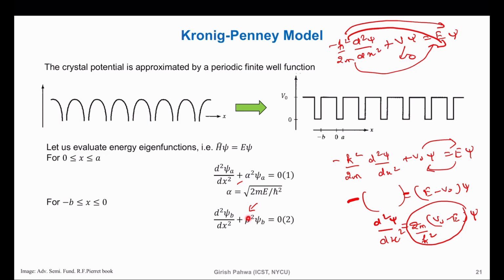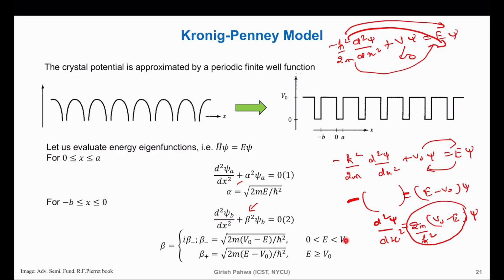So in general I can write beta square, but beta square can have two values here. What are those two values? Beta can be equal to iota beta minus, where beta minus is equal to the square root of 2m into V naught minus E by h bar square. So in this case my energy is less than V naught.